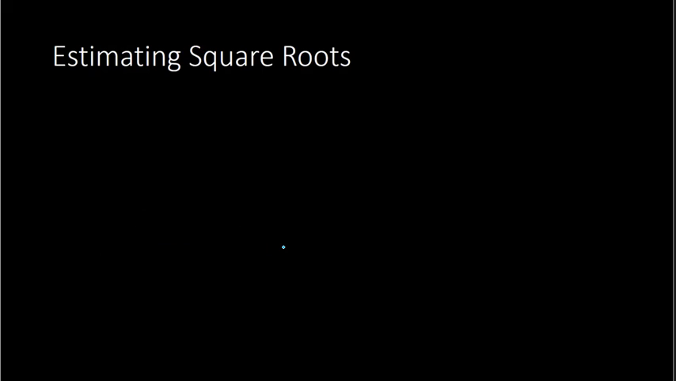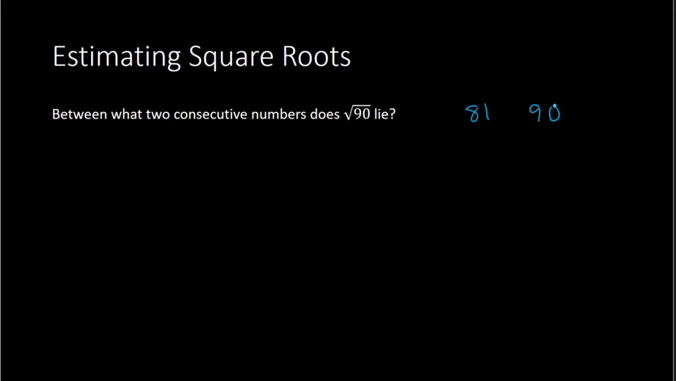Okay, let's try another one. So we have the square root of 90, and we are told to determine what two numbers this falls between. So for the square root of 90, we need to think through the perfect squares that would be on either side of 90. So if I do 9 squared, I would get 81. If I do 10 squared, I would get 100. All right, so I know that 81 is smaller than 90, and 90 is smaller than 100. So 90 is in between those two numbers.